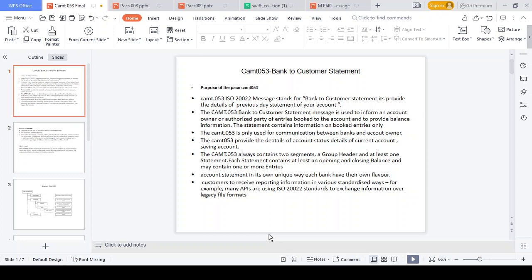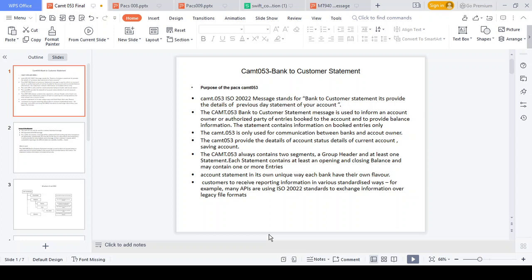The Camt053 contains two segments: a group header as well as a statement. The group header must contain at least one statement, because only after debit or credit entries happen should the bank generate the Camt053. So at least one transaction with a specific amount, either debit or credit, should happen.